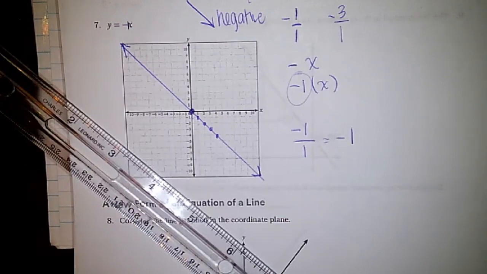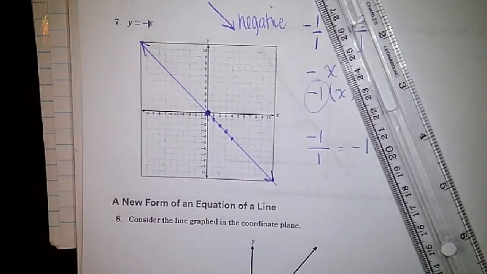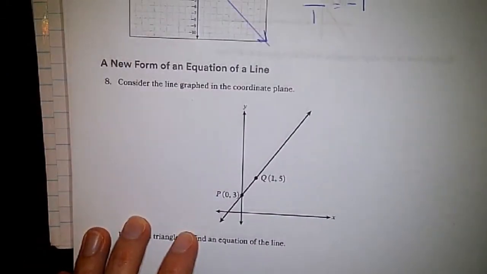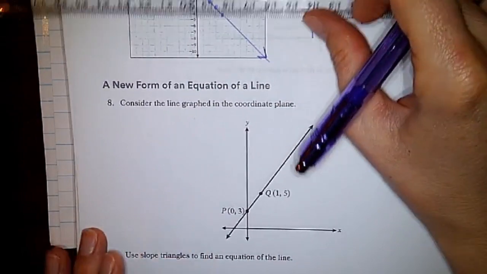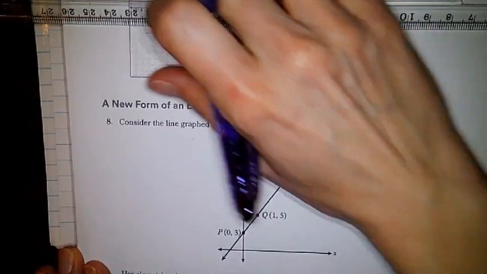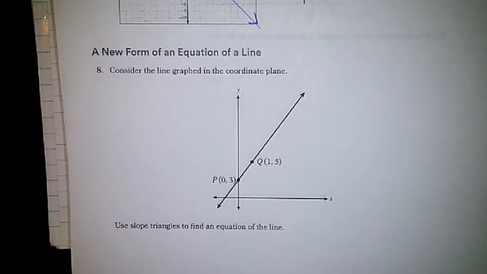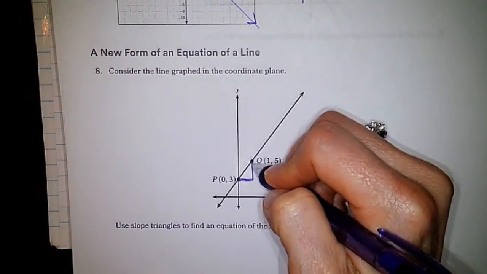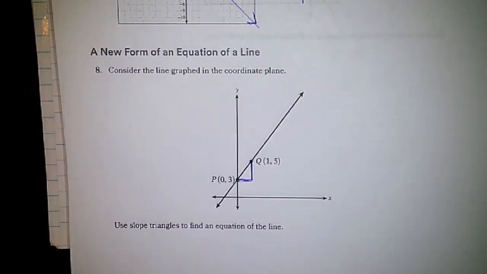Okay, ready? Let's look at number 8. Consider the line graphed in the coordinate plane. I want you to use the slope triangle to see if you can figure out the equation of the line. Slope triangle. Ready? It basically means that you now have to figure out your slope. That's what they want you to do. So we're going to find our slope.